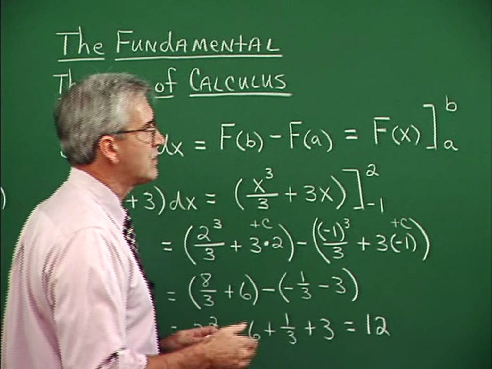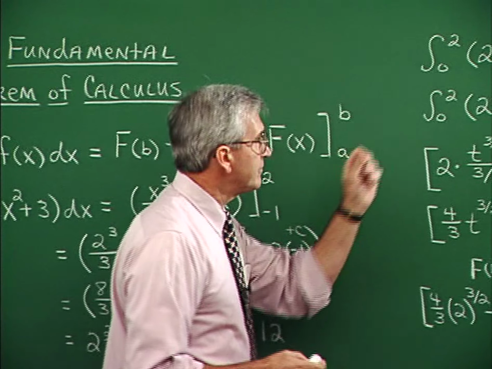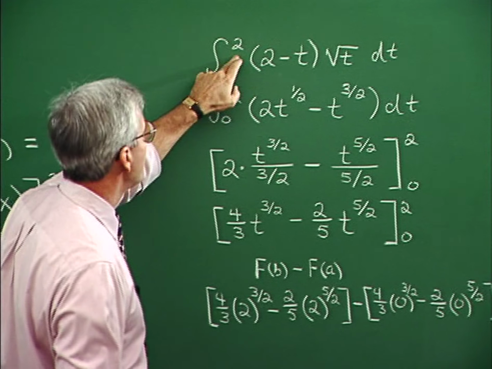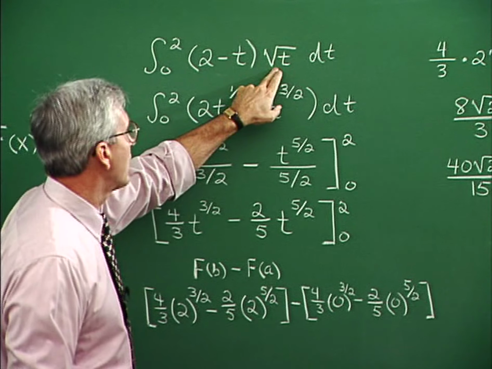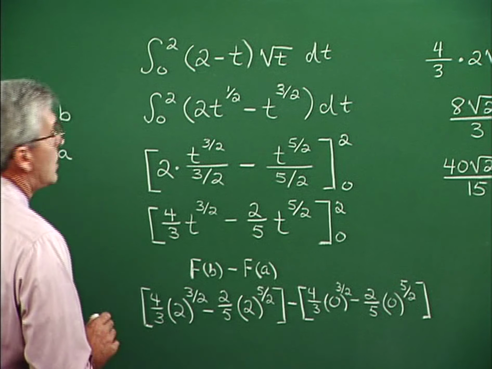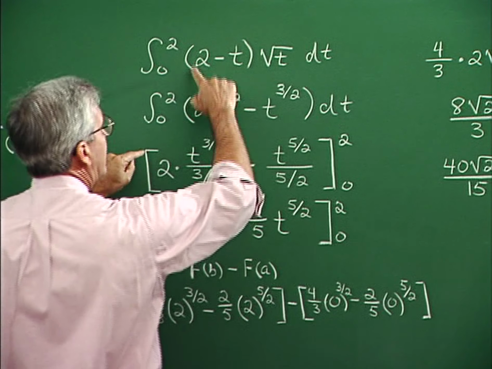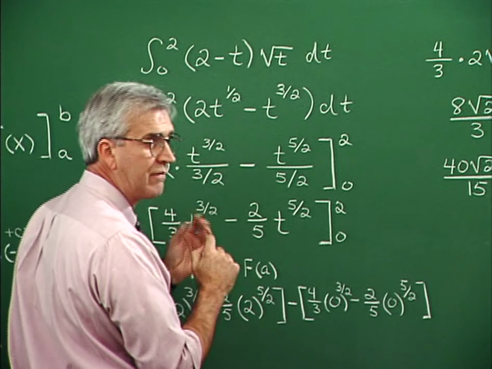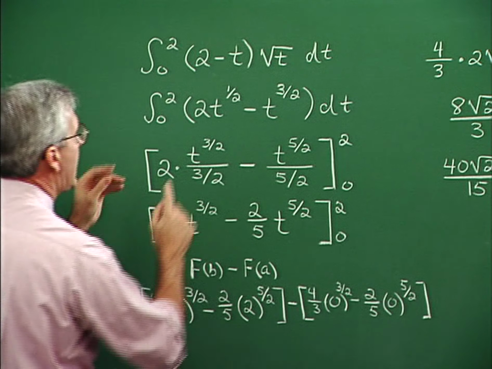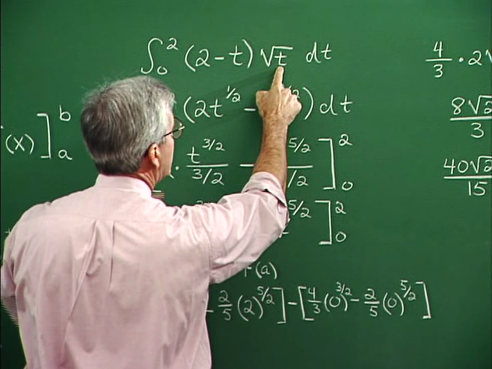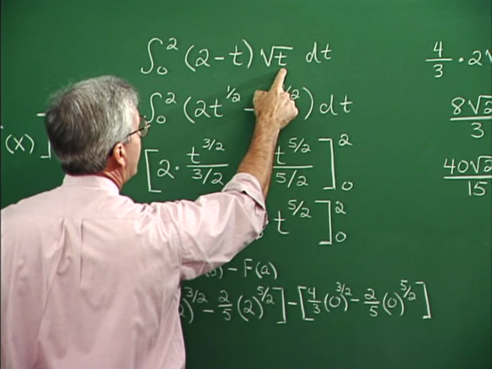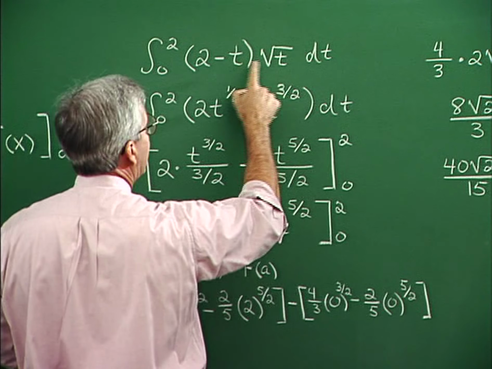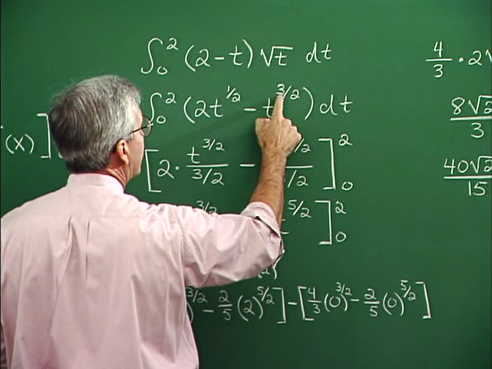Well, let's go through the process with another problem. This one says we want the integral from 0 to 2 of 2 minus t times the square root of t dt. And we want to rewrite this in a simpler form, in a form where we can easily find the integral function. And so we'll do that by thinking of this square root of t as t to the 1/2. So it's t to the 1/2 times 2 is 2t to the 1/2, and then t to the 1/2 times minus t is minus t to the 3/2.